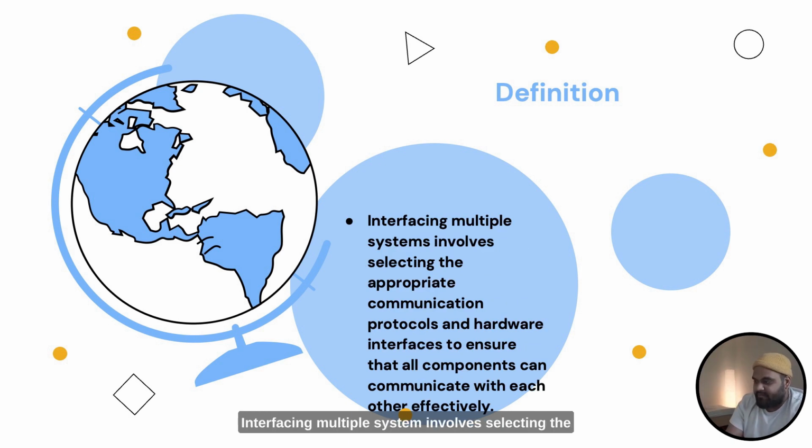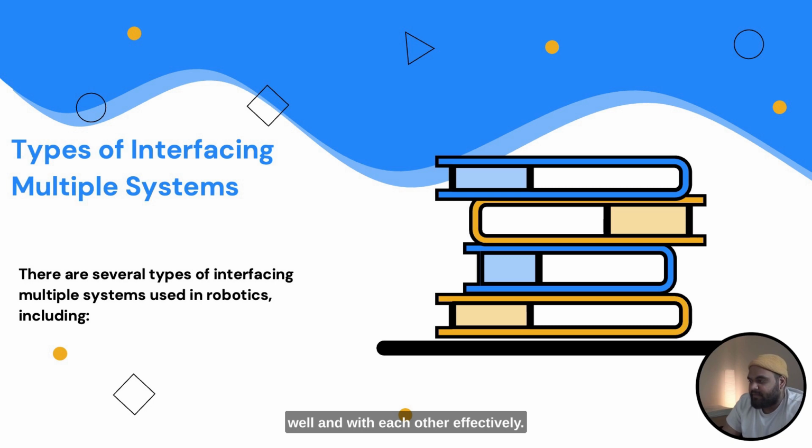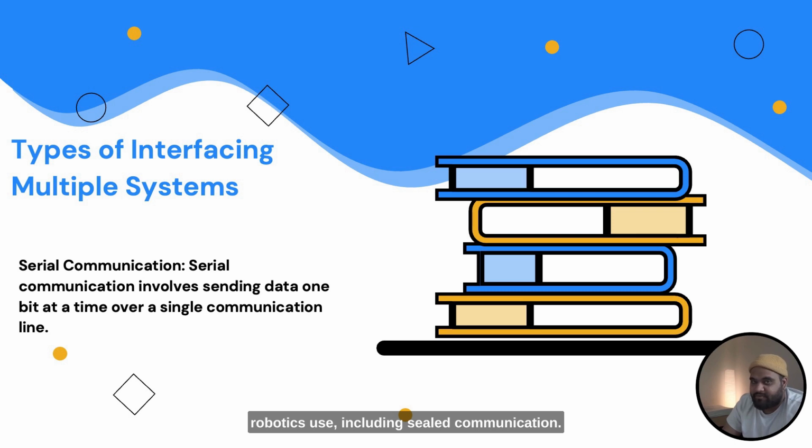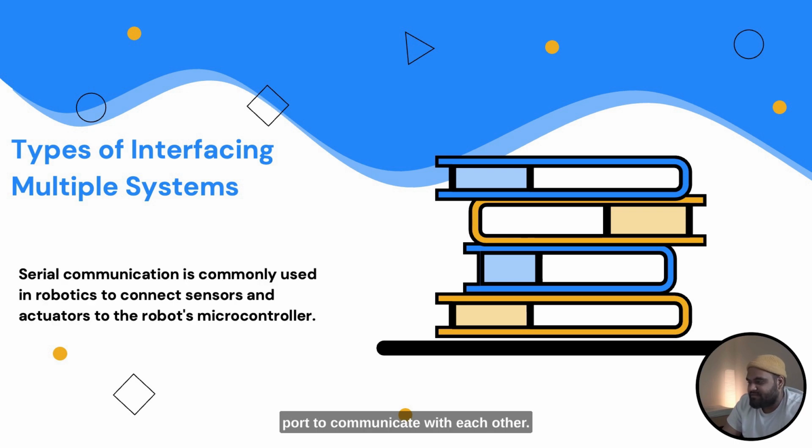Interfacing multiple systems involves selecting the appropriate communication protocols and hardware interfaces to ensure that components can communicate with each other effectively. There are several types of interfaces used in robotics, including serial communication, very important, very powerful. You use USB as a serial port to communicate with each other. Serial communication is used for sensors, actuators, and robot microcontrollers, as we talked about earlier.